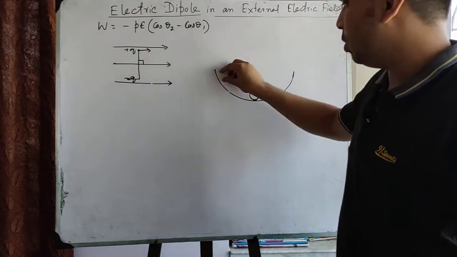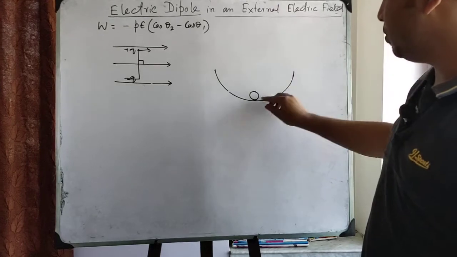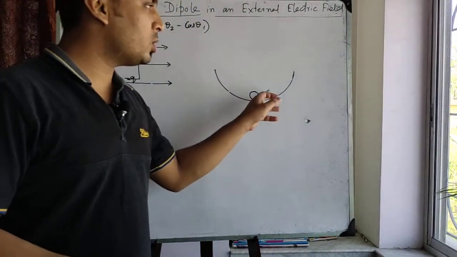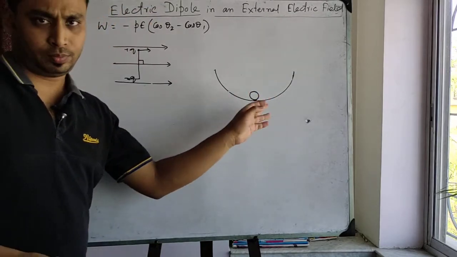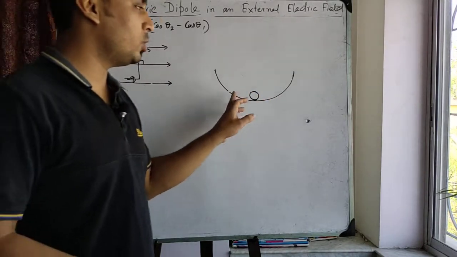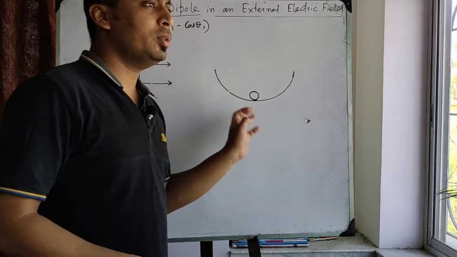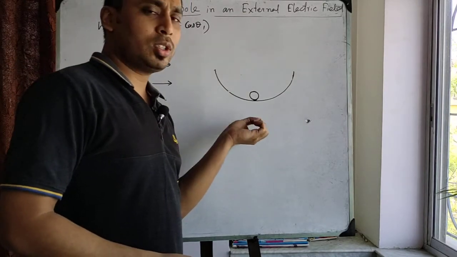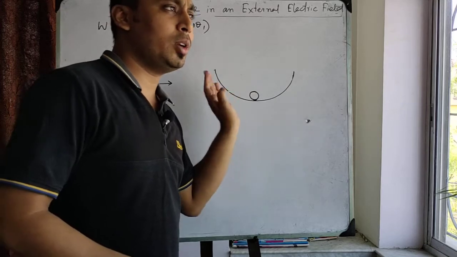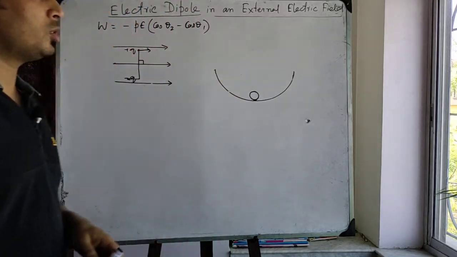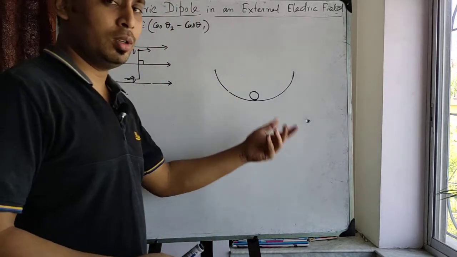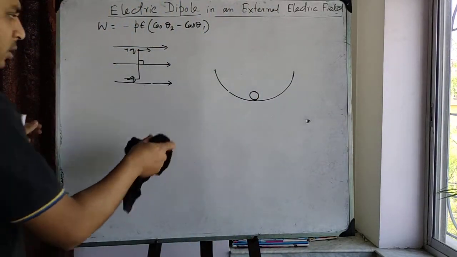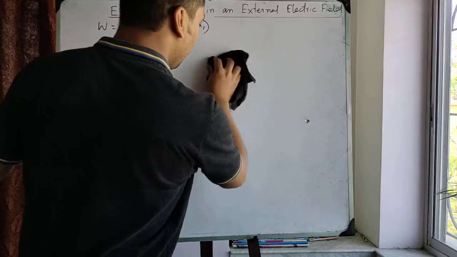You can't keep the ball here without any support, but you can keep the ball at the bottom point. If you disturb the equilibrium position, the ball will move a little bit, then come to this position again. So this is a stable equilibrium position. If you disturb it again and again, it will come to its equilibrium position every time. But think of this situation.